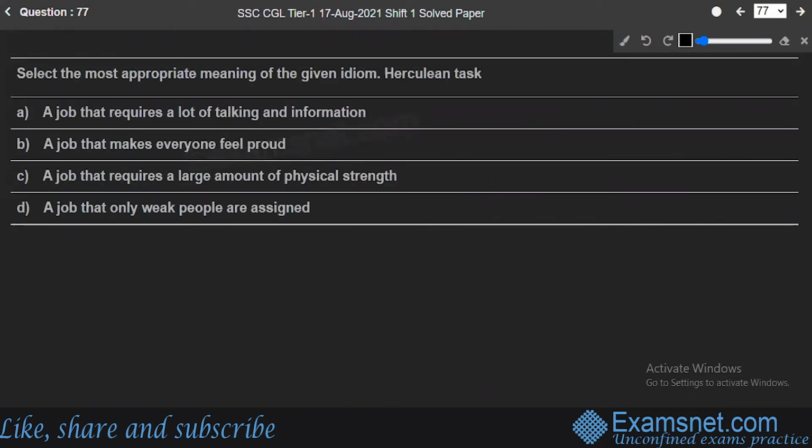Select the most appropriate meaning of the given idiom. Herculean task. What do you mean by Herculean? You know, Herculean is the one who's very muscular or strong. So that means Herculean task. Of course, a Herculean task is a task that requires a lot of muscular strength, the physical strength, or which is very difficult. Something difficult which requires a lot of effort.